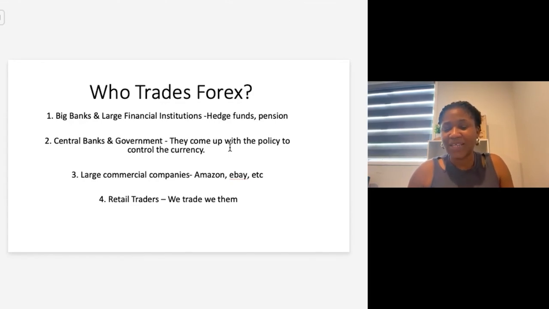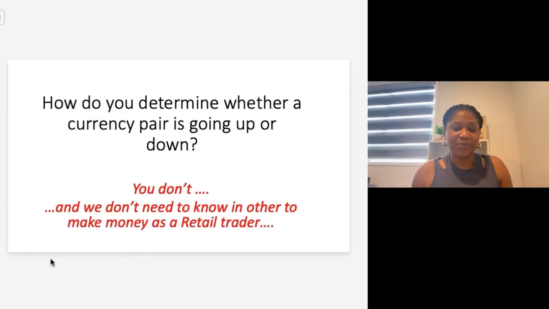But these are the people that trade forex anyway: the big banks, the financial institutions, the central banks, the government, the large commercial companies like Amazon, eBay, and the rest of it. They are the people that trade forex. So just move to the next one.